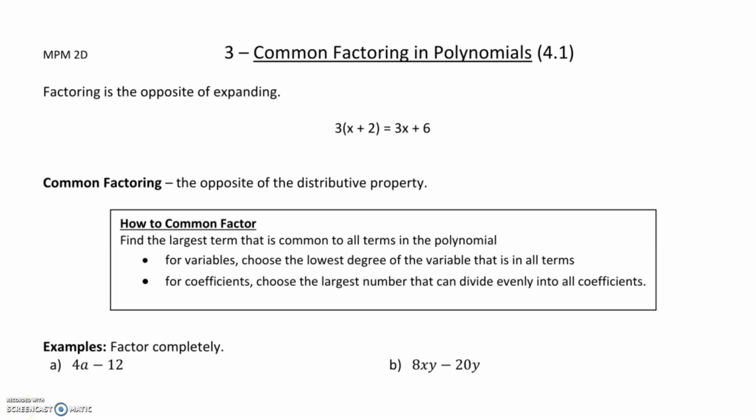Lesson 3, we're looking at common factoring in polynomials. So let's first take a look at the word factoring and understand what it's asking us to do. Factoring is the opposite of expanding. So we know that if I have 3 times x plus 2, I distribute the 3 and I get 3x plus 6, and this is called expanding.